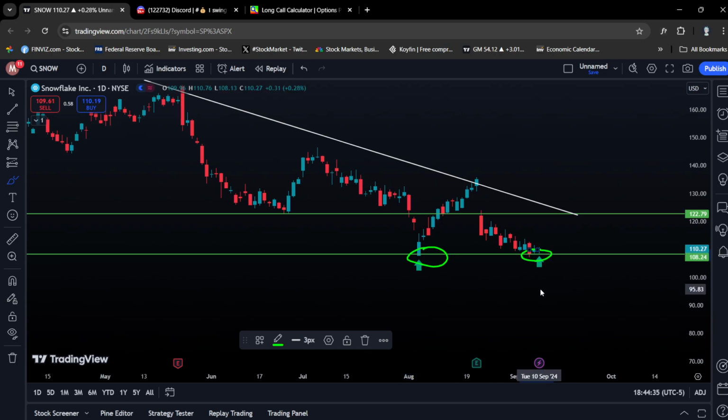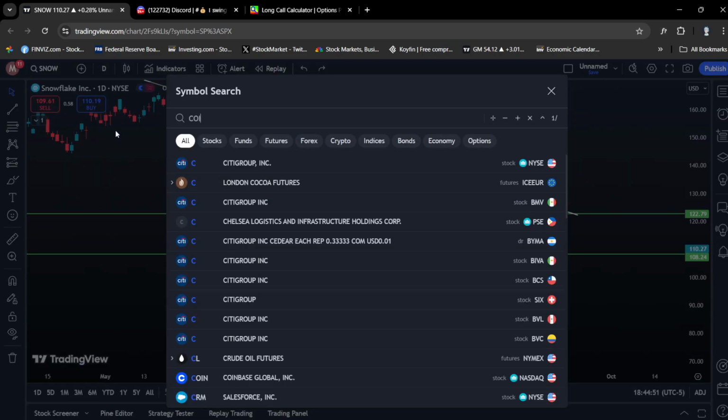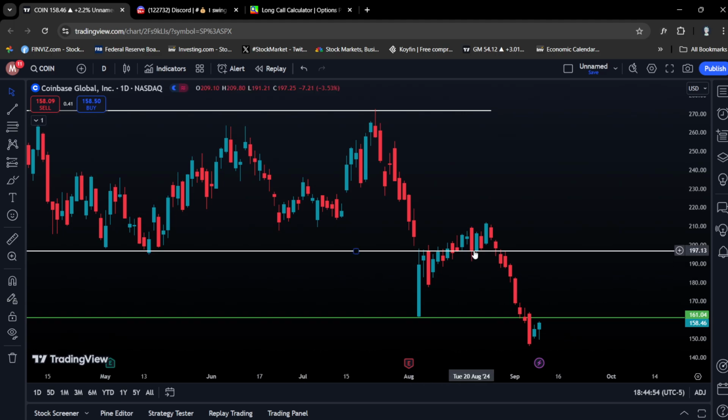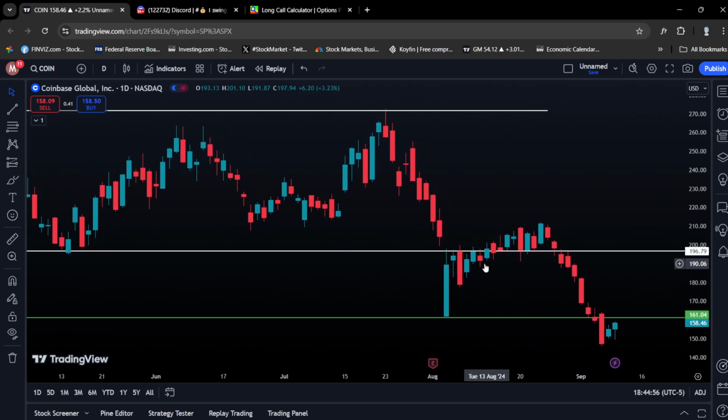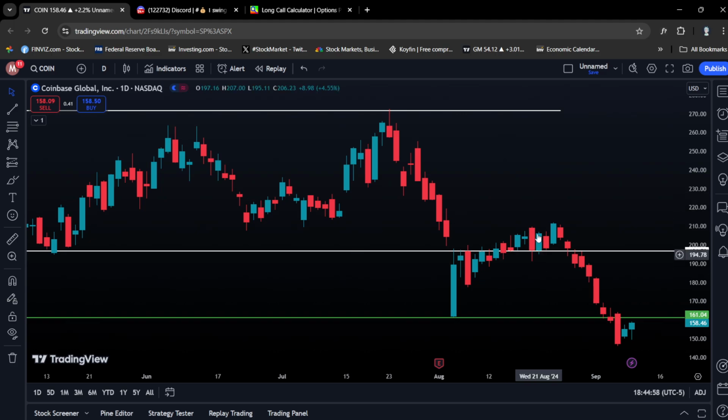And for Snowflake, as long as we hold the 108 level, our call options are going to be doing fine. So our stop loss is going to be a close below $108. Okay, this is going to be our stop loss for Snowflake. So with something like Coin, and with something like Snowflake, we can see that candlesticks are very important because they show us the price action and if we are respecting those levels.